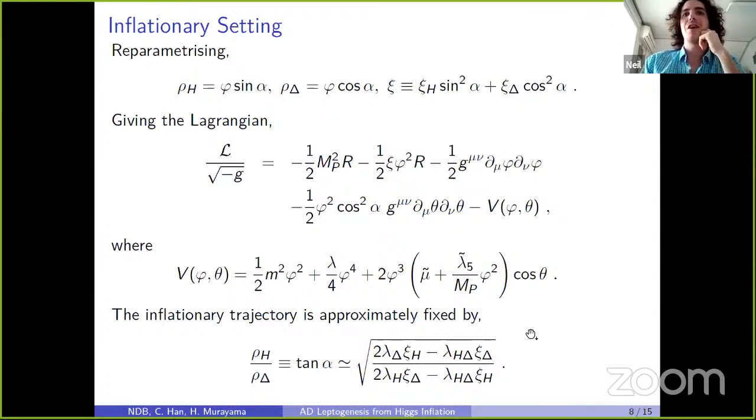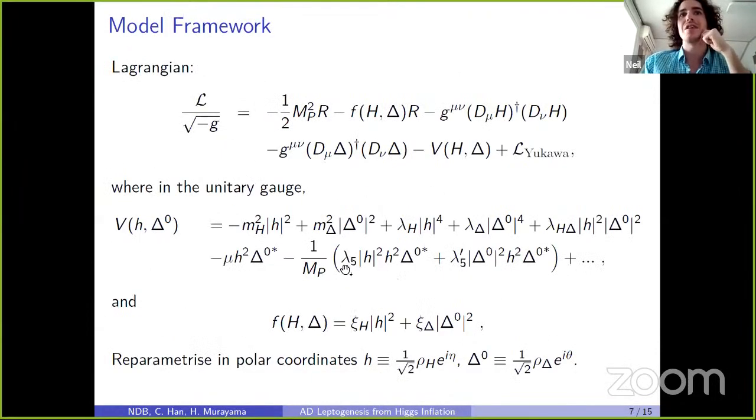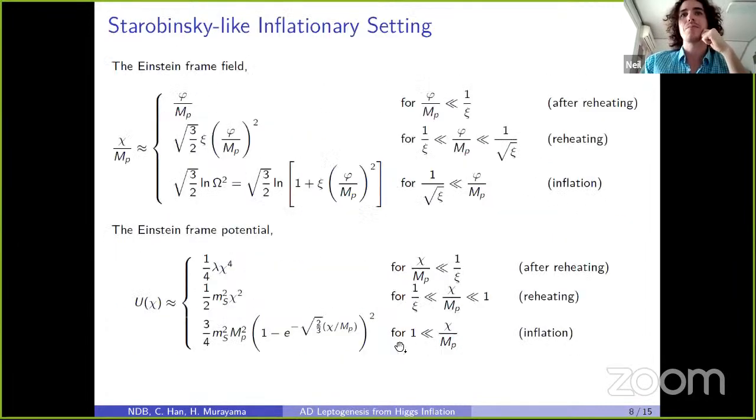Upon doing that, here are the equations, but what's quite interesting is that if you minimize the potential in this case, you find that for the new degrees of freedom, phi and alpha, alpha becomes effectively fixed. So the ratio of these two fields becomes effectively fixed throughout the inflationary and potentially the reheating epoch, dependent upon the different couplings within the original potential, and the non-minimal couplings.